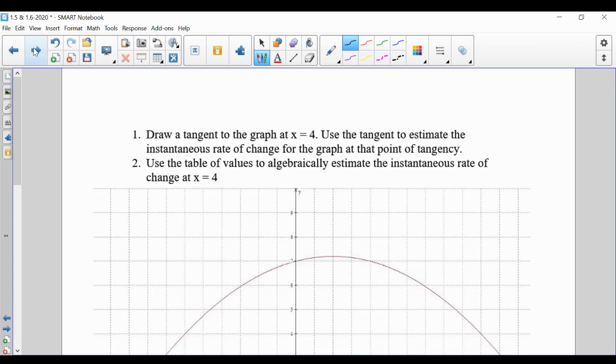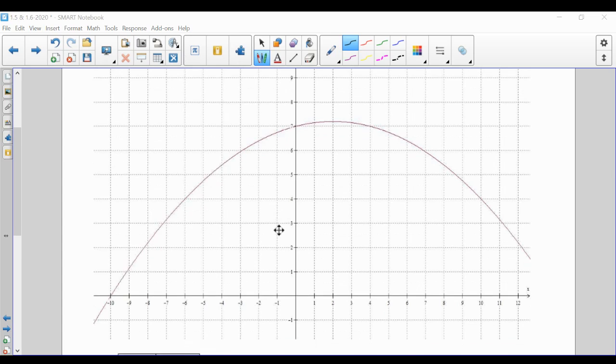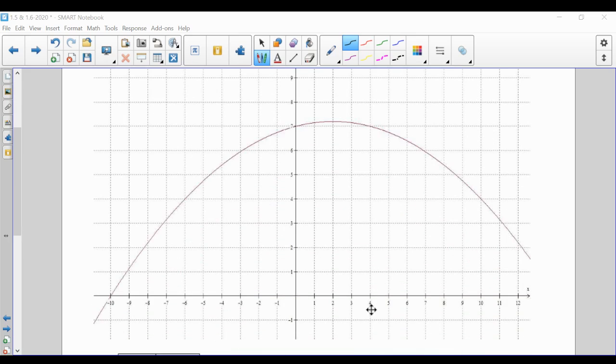Okay. So here's what we're going to do now, right? You're all going to do this with me. You can see on the screen that I have a graph. I haven't given you the equation of the line. I've just given you a graph. You're going to be doing this along with me. You're going to draw a tangent to the graph at x equals 4. So x equals 4, here's where 4 is.